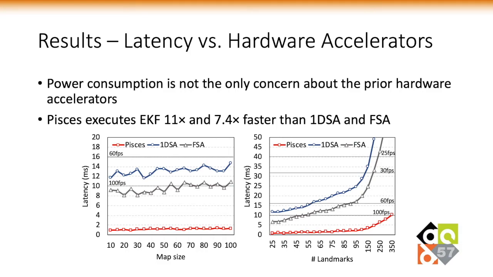Power consumption, however, is not the only concern about the prior hardware accelerators. Therefore, here we first explore the latency of EKF SLAM. As the figure on the left shows, when less than 50 landmarks exist in an environment, regardless of the map size, OneDSA and FSA can meet the real-time constraints defined by a sensor with 60 or less FPS. However, as the figure on the right shows, as soon as the number of landmarks increases, none of the prior work are fast enough, even if the sensor rate is as low as 25 FPS. The speed up of Pisces stems from implementing the sparse operations as a chain of fixed-size dense matrix operations.